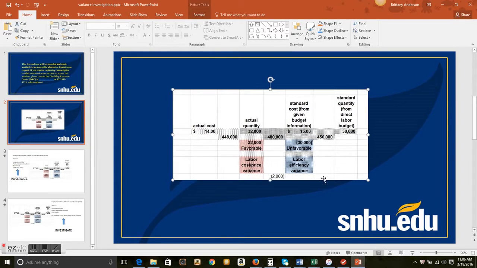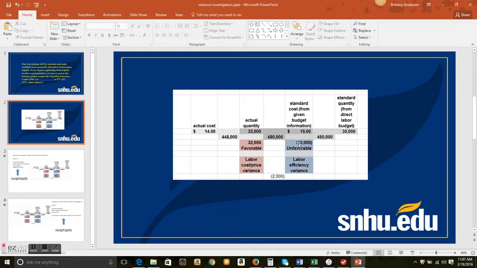This $480,000 is what I'm going to use to indicate whether I have a favorable or unfavorable variance for the left side of my analysis and the right side of my analysis. So when I conducted my analysis, I determined that I had a $32,000 favorable labor cost price variance, meaning I paid $1 less. So I did not pay more than the $480,000. I only paid $448,000. So that was favorable for me.